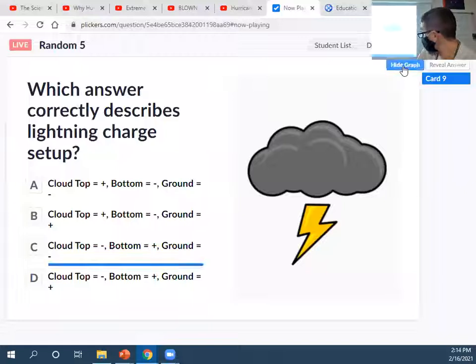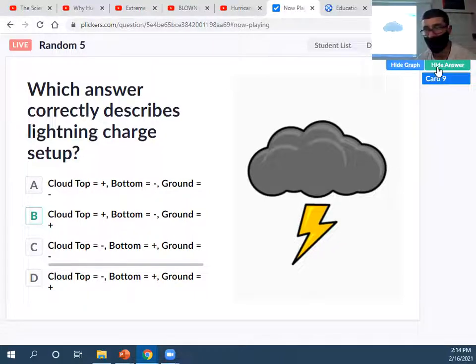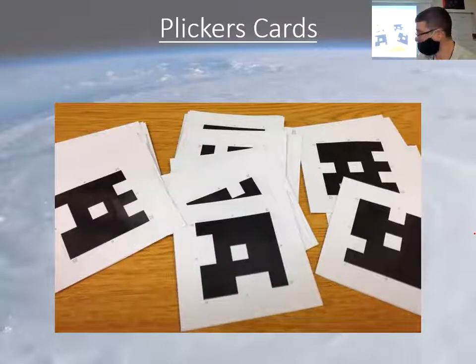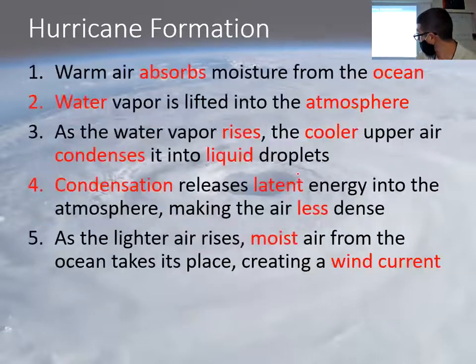Okay, the answer is actually going to be letter B. Letter B, guys. It's going to be positive at the top of the cloud, negative at the bottom of the cloud, and then positive on the ground. Again, the ground is positive. So that's the lightning charge setup we must know. Keep that in mind for future test questions, maybe our quiz questions coming up. Okay, moving on here, guys.